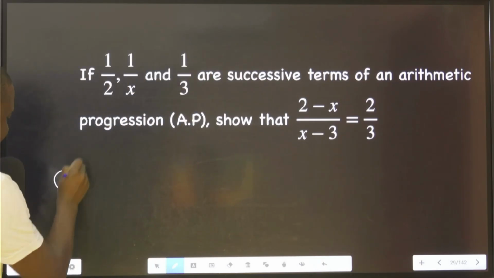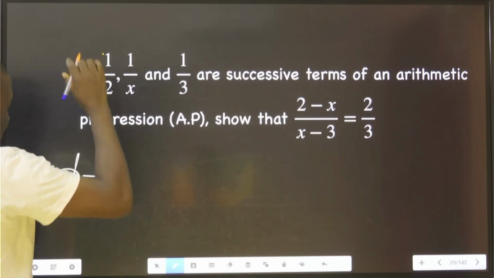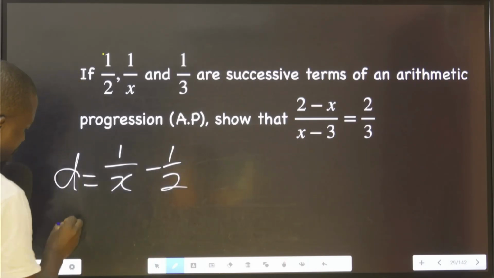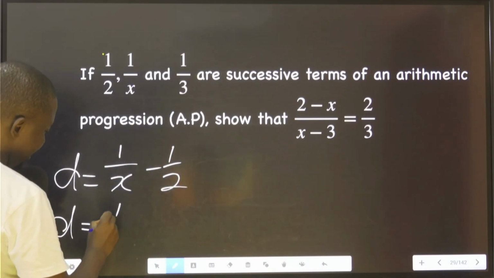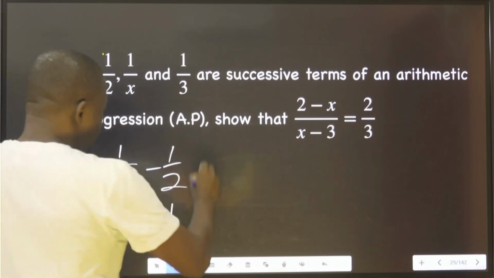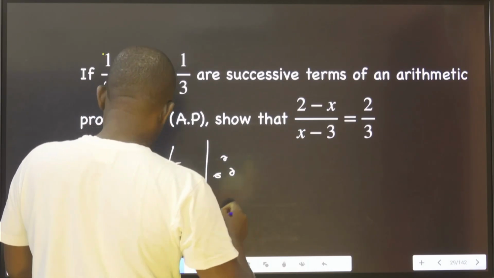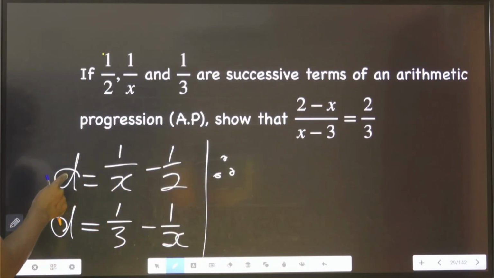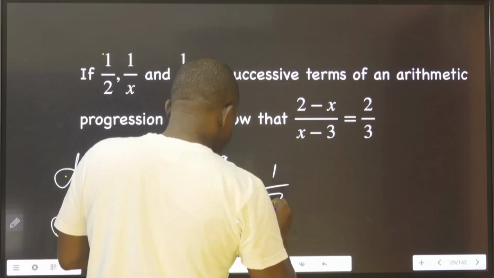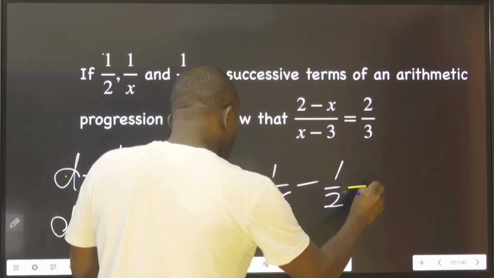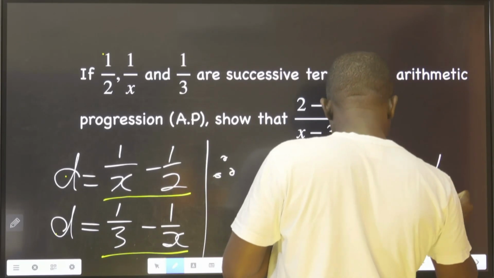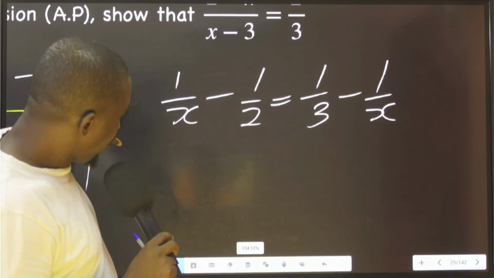Therefore, we can say this equals this minus this. That is 1 over s minus 1 over 2. Also, this equals 1 over 3 minus 1 over x. So, therefore, we can say this equals this d. That is, this is equal to this. That is to say, 1 over s minus 1 over 2 is equal to 1 over 3 minus 1 over x. Okay? So with this now, we are good to go.